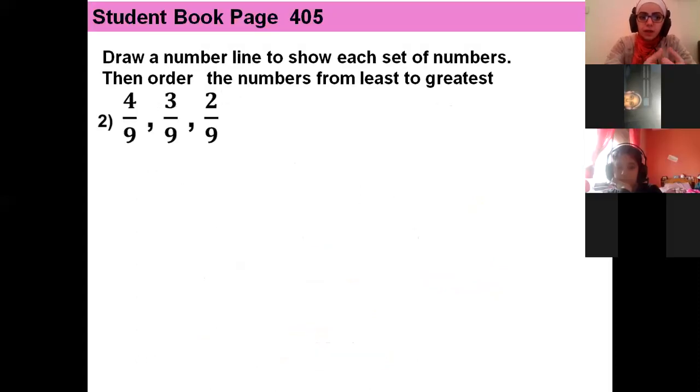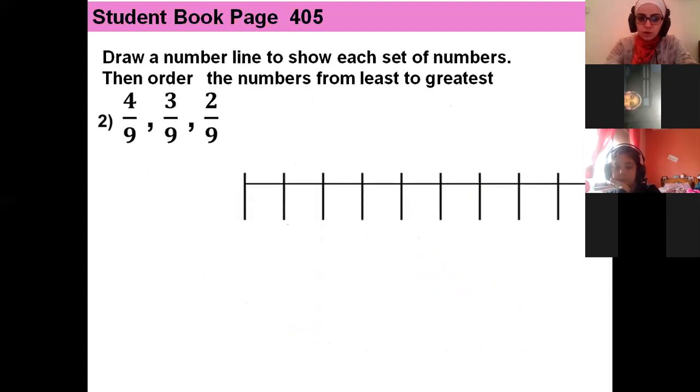Now, if we need to draw a number line and put fractions on that number line, look at the fractions here. We have 4/9, 3/9, 2/9. So we're going to have a number line from 0 to 1 because that's not a mixed number. We don't have any whole number. So this is our line. We divide it into 9 spaces because the denominator is 9. Okay, so this is it, 9 spaces. Now, it says order the numbers from least to greatest.